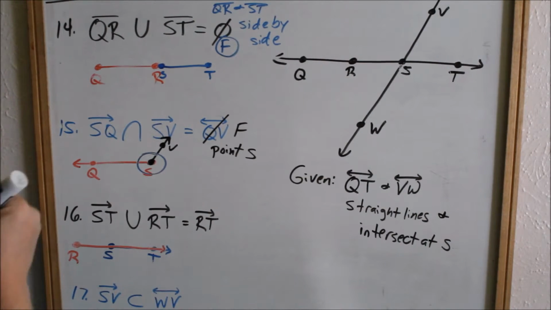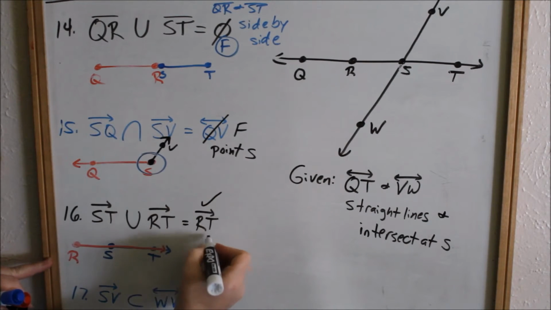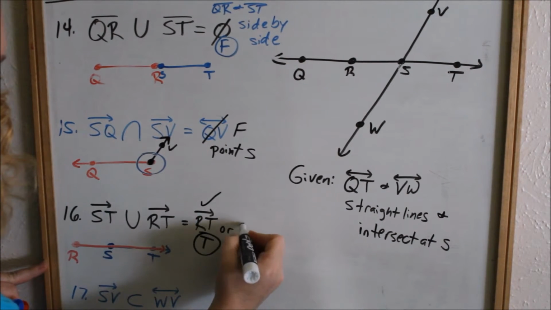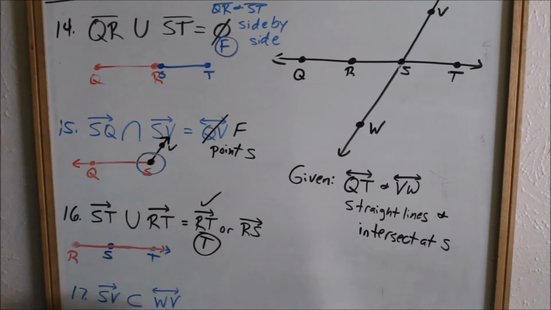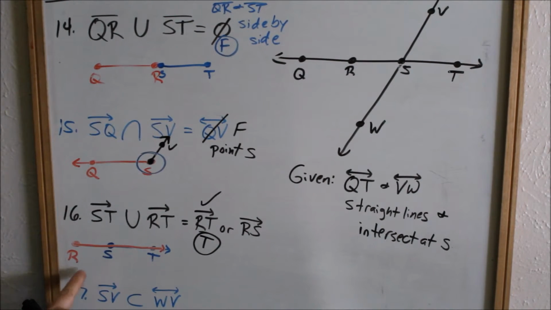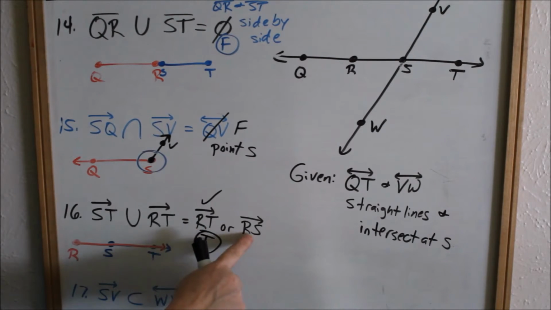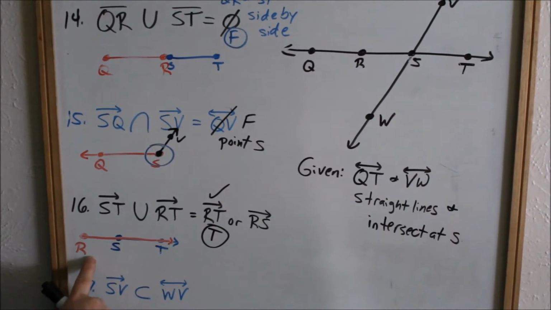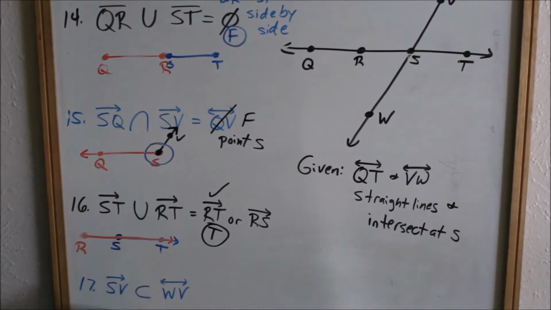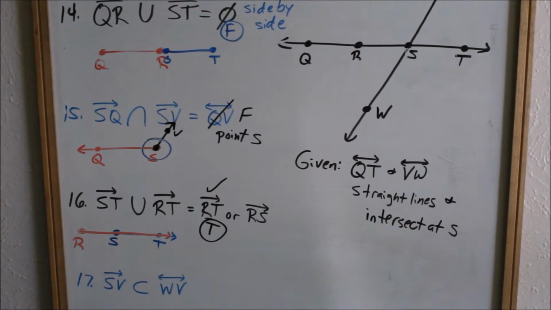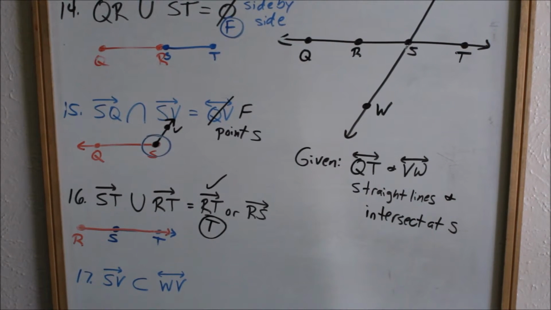So ray RT, that is a true statement. Also, that ray could also be called ray RS, as we learned in lesson 1. The endpoint is the main thing here. It has to be the endpoint R, but this ray could either be called ray RS or ray RT. So either one of these answers is acceptable. So 16 was a true statement.